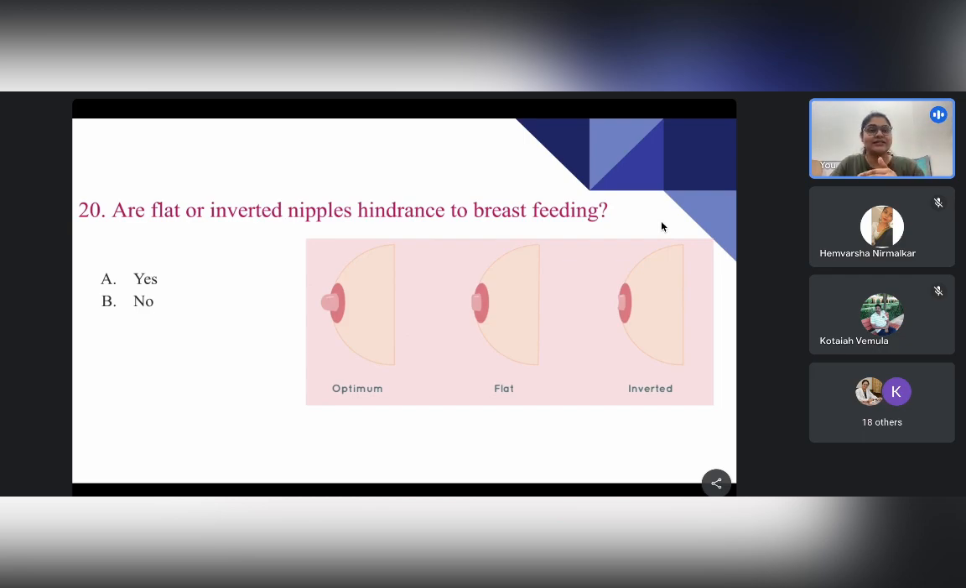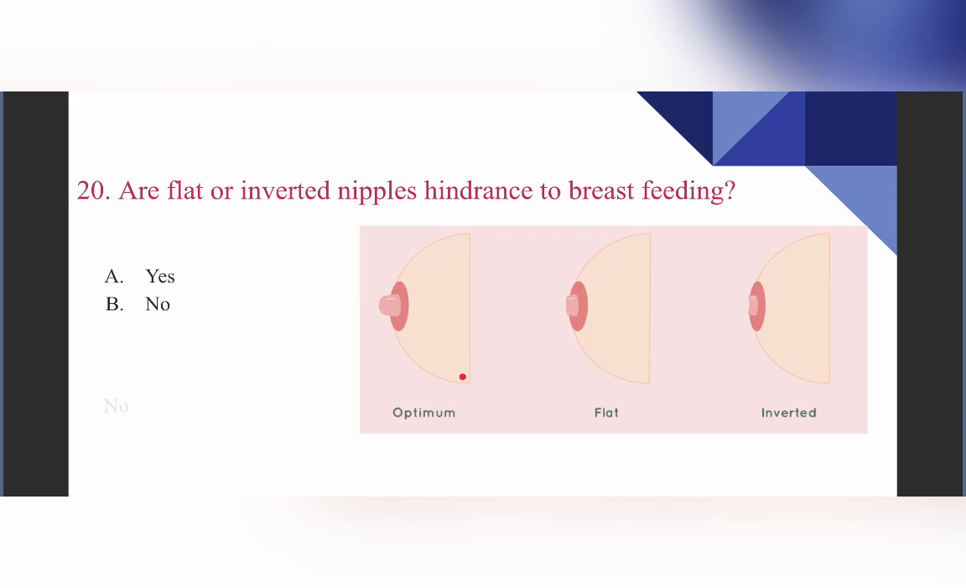And as we had just discussed, in case of flat and inverted nipples, people are advised to use these nipple shields, right? So this is also very important to keep in mind, that if the proper breastfeeding technique is being exercised, then these kinds of external aids do not need to be employed, right? So the correct answer is no.